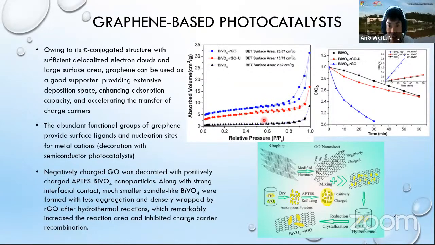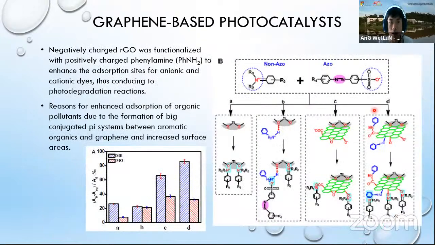So you notice that after we functionalize it, combined with the graphene oxide, the surface area actually increased. It means more surface area for adsorption and then the degradation of the pollutants. And this is another example showing how the decoration of the graphene oxide with the semiconductor can help to improve the adsorption and the degradation because of the presence of more functional groups.